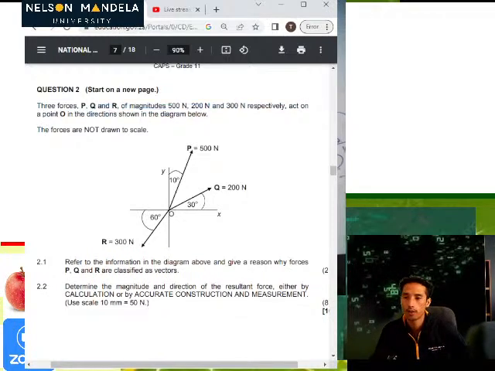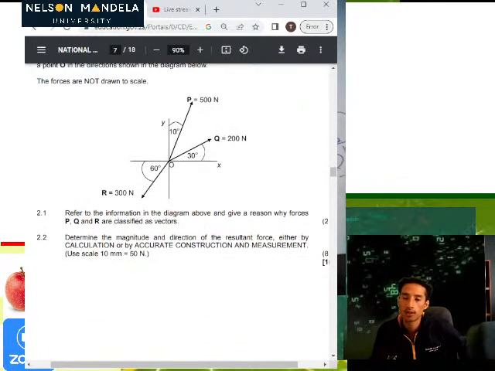We have 3 forces. Forces P, Q, and R of 500 newtons, 200 newtons, and 300 newtons respectively act on a point O as shown in the diagram, and the forces are not drawn to scale. So it says refer to the information given in the diagram above and give a reason why the forces are classified as vectors P, Q, and R.